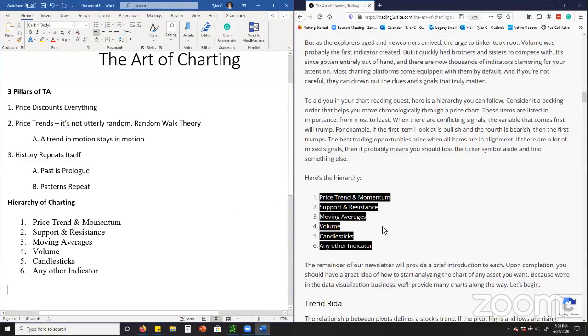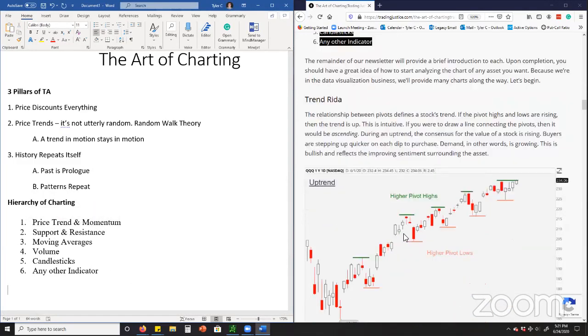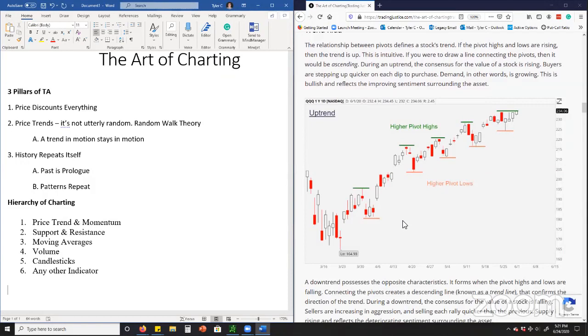Perfect. Okay, so let's talk about price trend and momentum first. Price trend and momentum. And again, I'm going to use the graphics in the newsletter to guide us. The first one is pretty simple. I suspect that you're all relatively familiar with what an uptrend is or what a downtrend is. So here's an example.